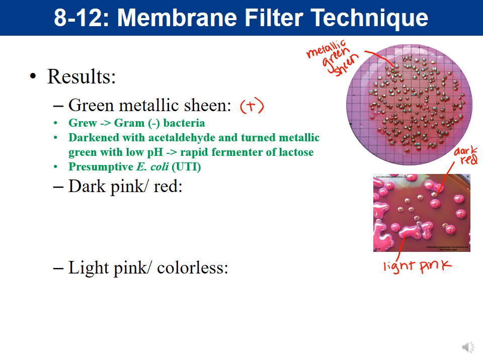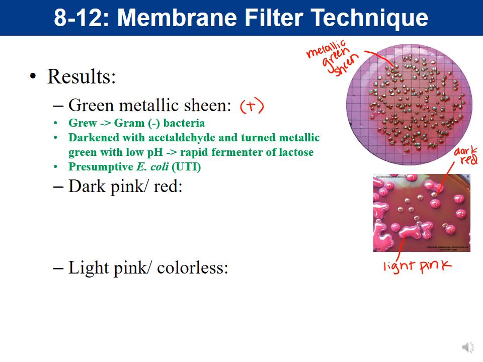So now let's talk about the dark pink red. So if the colonies darkened, so it grew, right? And if it grew, what does that tell you? It tells you that it's gram-negative. The colonies darkened, right, with acetaldehyde, but did not turn the metallic green sheen, which means that there were not enough acids there to cause it to become green, which tells us that that is a slow fermenter of lactose. It did still, in fact, use the lactose because the colonies darkened, but it did not produce enough acids to cause the metallic green sheen.